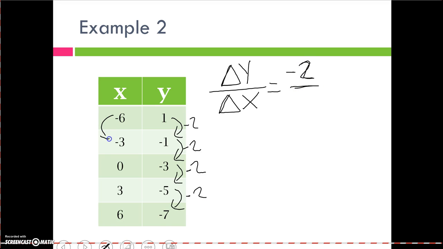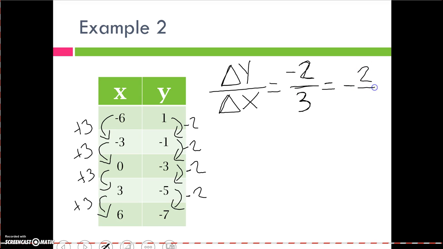We're going to divide that by our change in x. So if we look at our x values, we see we're going from -6 to -3 to 0, 3, then 6. So each time we are adding 3. So that goes in the denominator. And to simplify this, well, 3 cannot go into 2 evenly, so we're going to keep this as a fraction as -2 over 3.